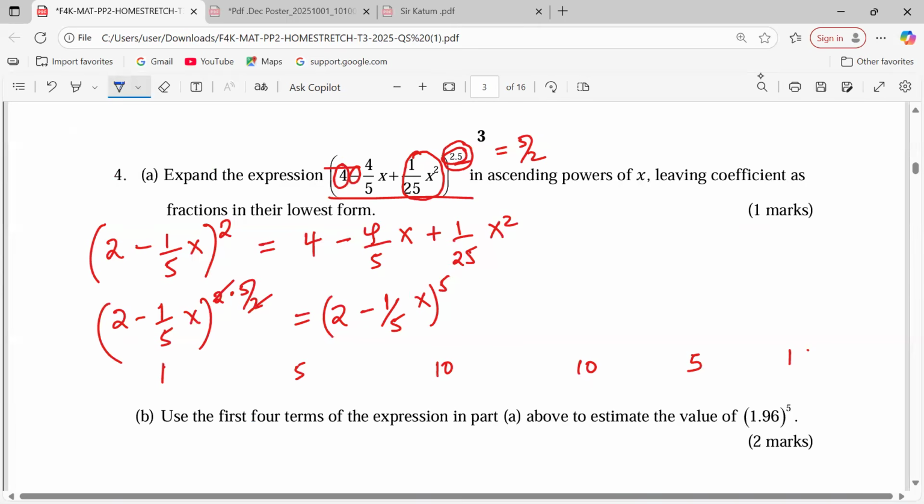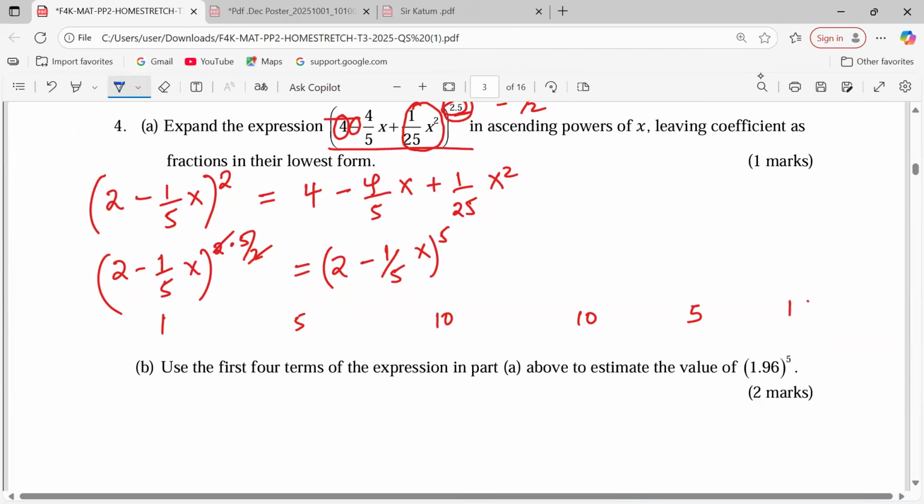When we are expanding here, we can start with the first term: 2 takes power 5, but negative 1 over 5x takes power 0. Then in the next term, 2 descends to power 4 as negative 1 over 5x takes power 1. What you should know is that at every given term, the powers should add up to 5. In the first case, we had 5 and 0, giving a total of 5. Now, in the second case, we have 4 and 1.